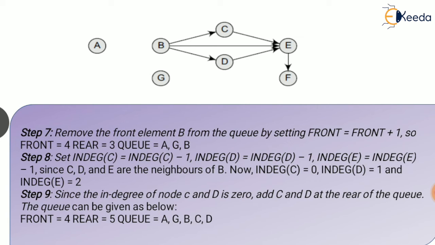So since in-degree of C and D is 0. Now initially D is 1 because of this edge. Now you are removing B, so now D becomes 0. At the first place D is 2, after removing G it is 1, after removing B it is 0. So both are 0. Okay, so we are adding to the queue C and D because they also have in-degree 0. And we are incrementing the front again.